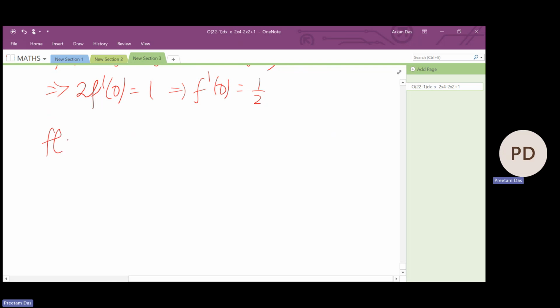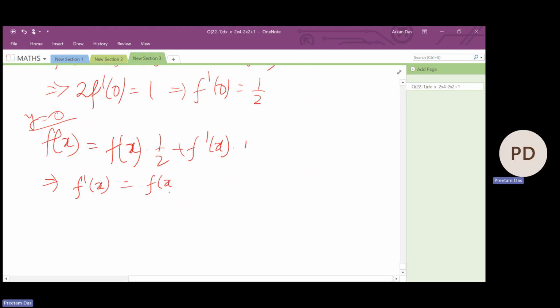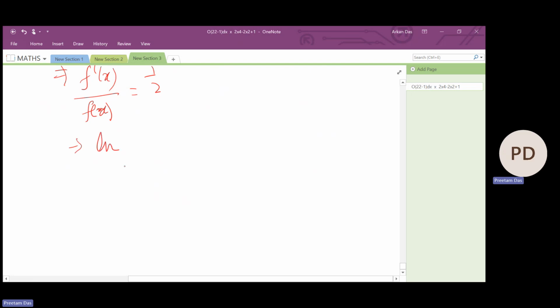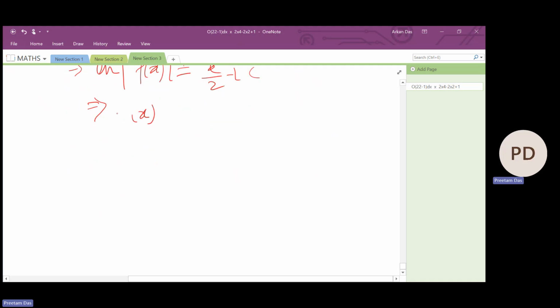So now put y as 0 only. So fx equals fx, f dash 0 half plus f dash x, f0 1. Simplify, you will get f dash x is equal to fx by 2. How do you solve this kind of equations? It is f dash x by fx equals 1 by 2. So what is the integration of this? Direct formula is that it is ln mod fx equal to x over 2 plus c.